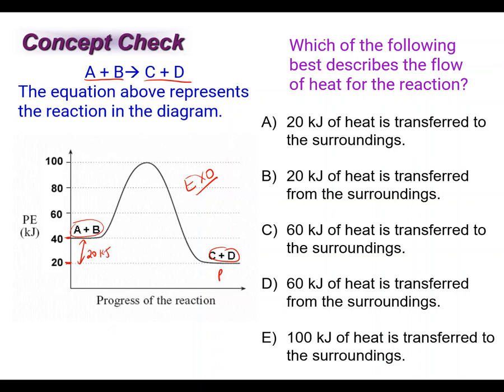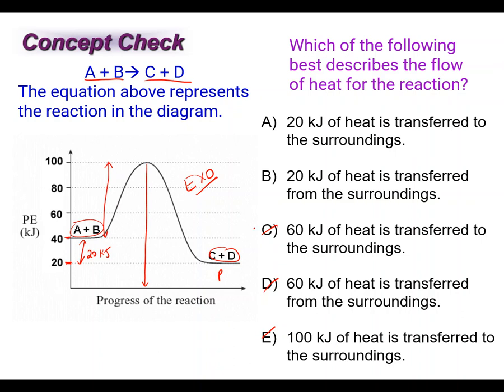All right, so basically, which of the following best describes the flow of heat for the reaction? Well, the heat is going to be the final minus the initial state. So obviously these other ones must be wrong because we already determined that it's 20 kilojoules as the difference there. If you want to see like the 60 they put in here, that's because that's actually the activation energy. And then the 100, of course, comes from being the transition state.